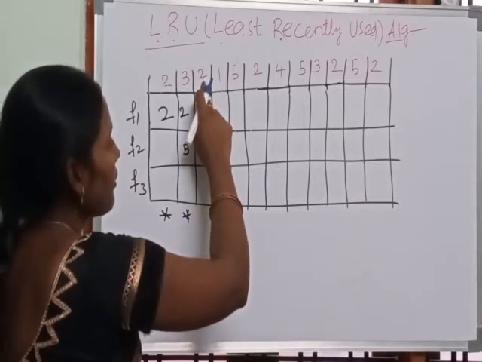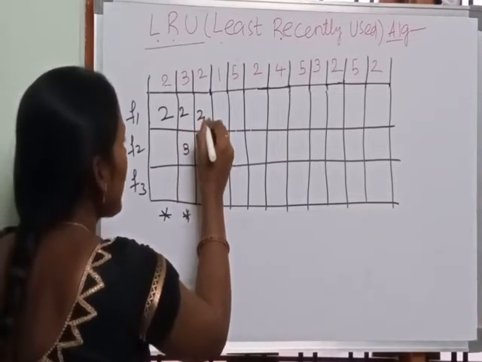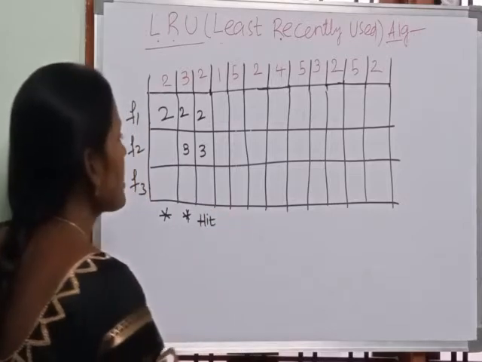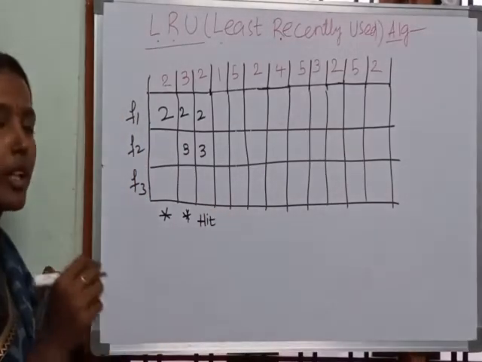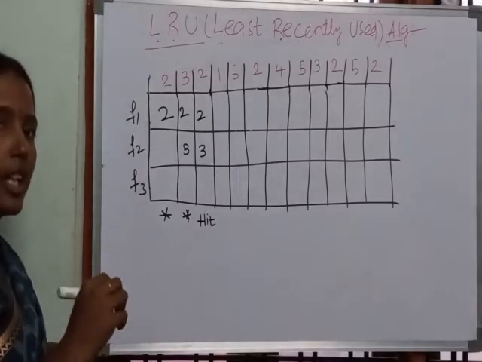Next, the CPU is requesting 2. So, 2 is already present in the frames. So, write as it is, and we call that a page hit. That means if a required page is not there, we call it a page fault. If the required page is available, then we say page hit.